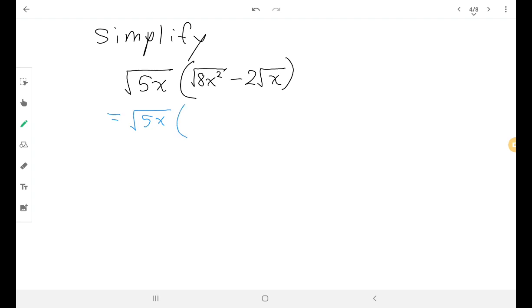I don't like minuses. I prefer plus negatives because it helps me keep track of what's positive and what's negative. So instead of square root of 8x squared minus, I'm going to write plus negative 2 times square root of x. Okay? And then I'm going to distribute the square root of 5x.